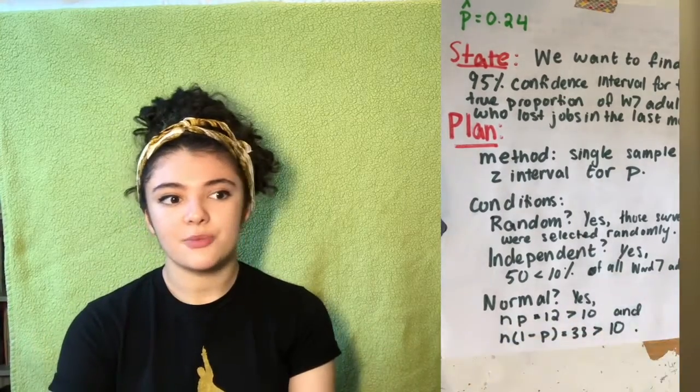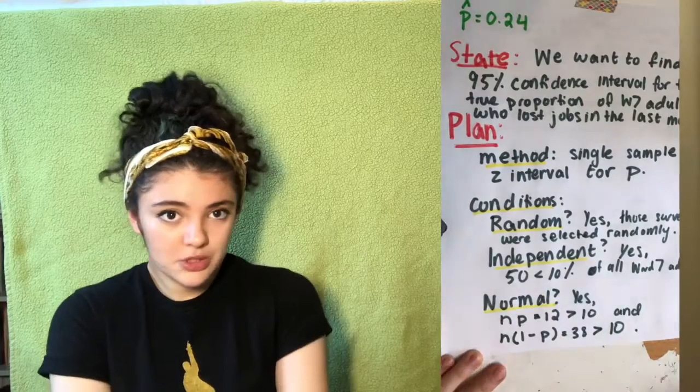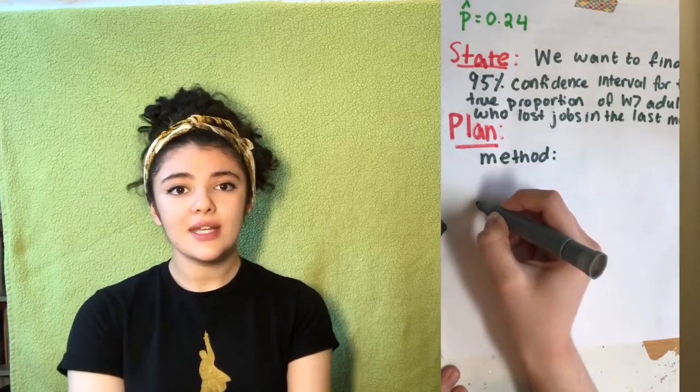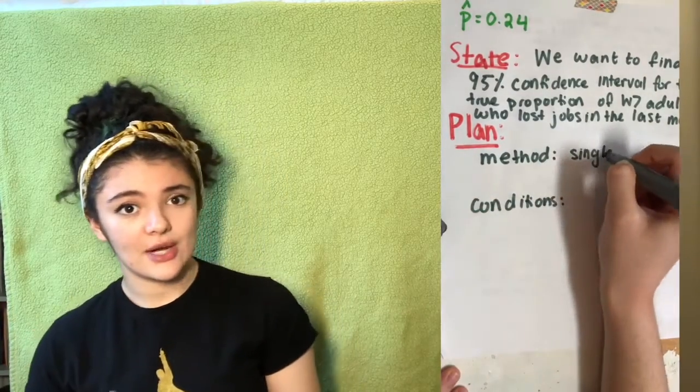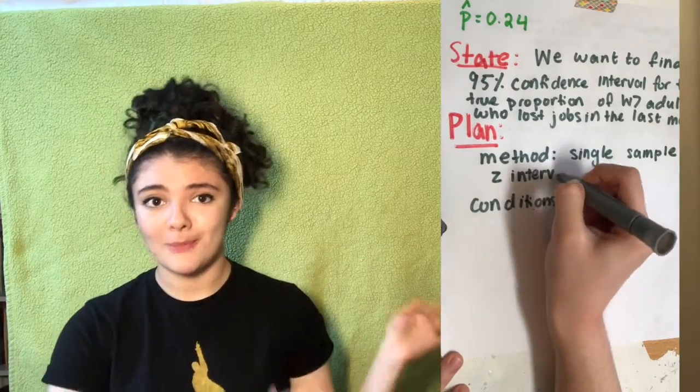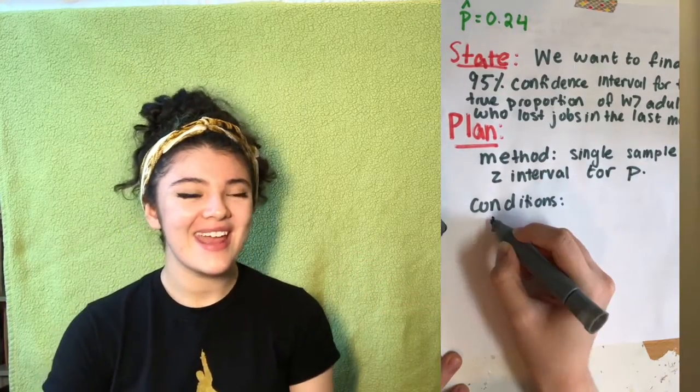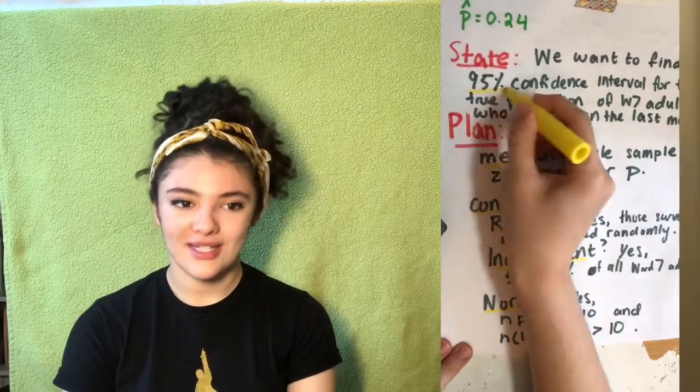The method is also pretty similar. Single sample, we just did one. Z, because we're dealing in proportions, if you hadn't noticed that already, it's also pretty important to the other parts of the problem. Make sure you establish that first. And interval, because it's an interval, not a significance test.